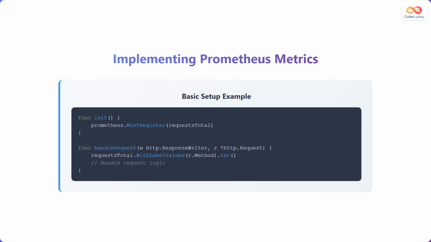When handling requests, we record metrics by calling the appropriate methods. For counters, we use WithLabelValues to specify the label values, then call Inc to increment the counter. The example shows incrementing the requests total counter with the HTTP method as a label. This simple pattern allows you to track detailed metrics about your application's behavior, providing valuable insights into performance and usage patterns.